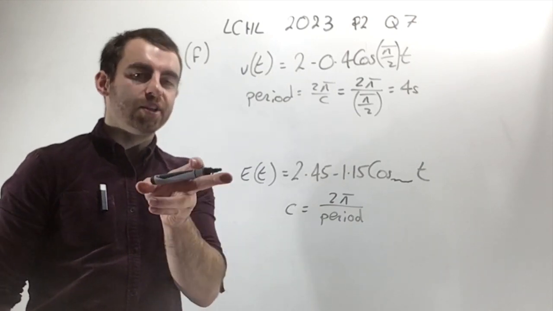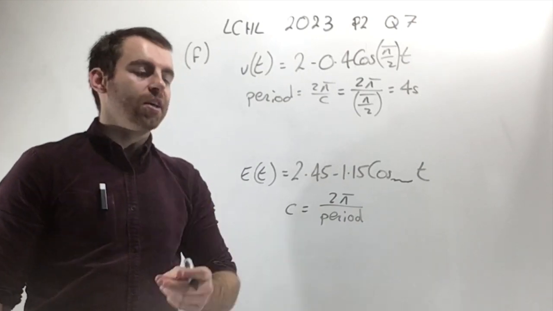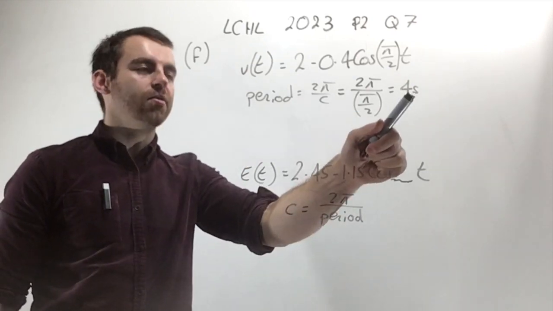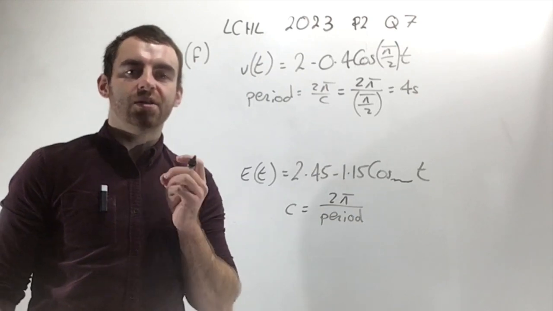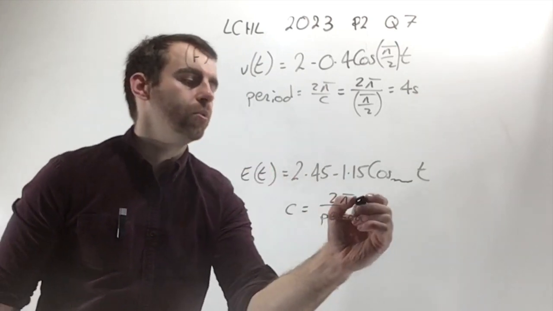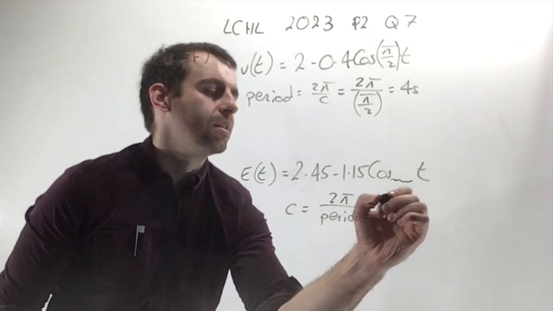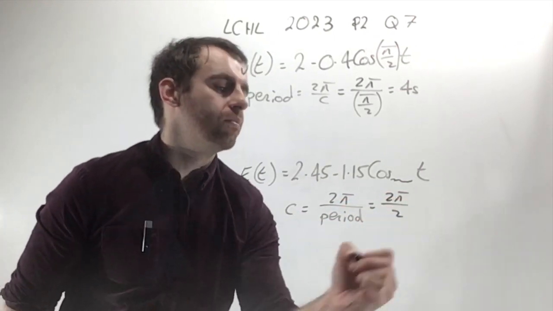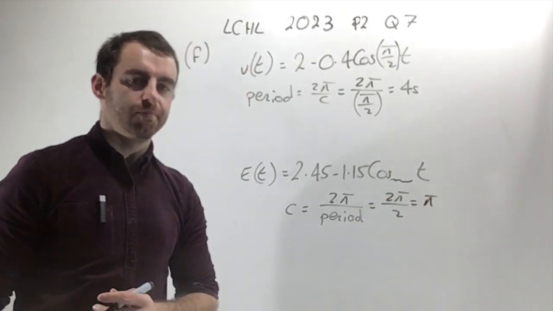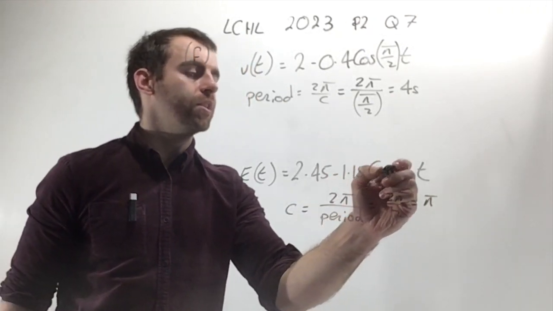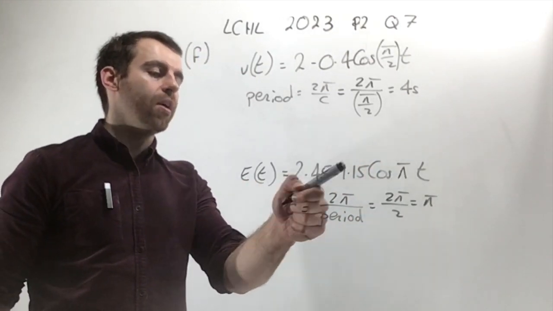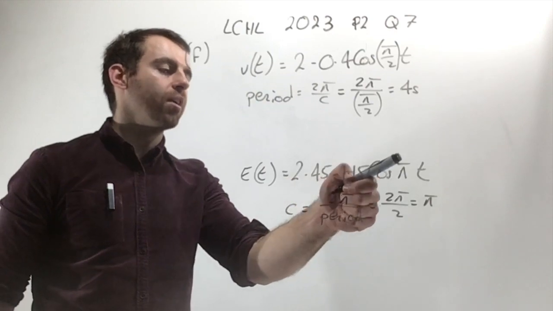But I know that when she's exercising, she breathes in and out twice as often. So rather than having a period of 4 seconds, the period is 2 seconds. So in this scenario, the period must be 2 seconds, which means to calculate c, it's simply 2 pi divided by 2. And obviously there the 2s cancel and you're just left with pi. So the coefficient that goes in front of t is pi. And that's your final answer. V of t is 2.45 minus 1.15 cos pi t.